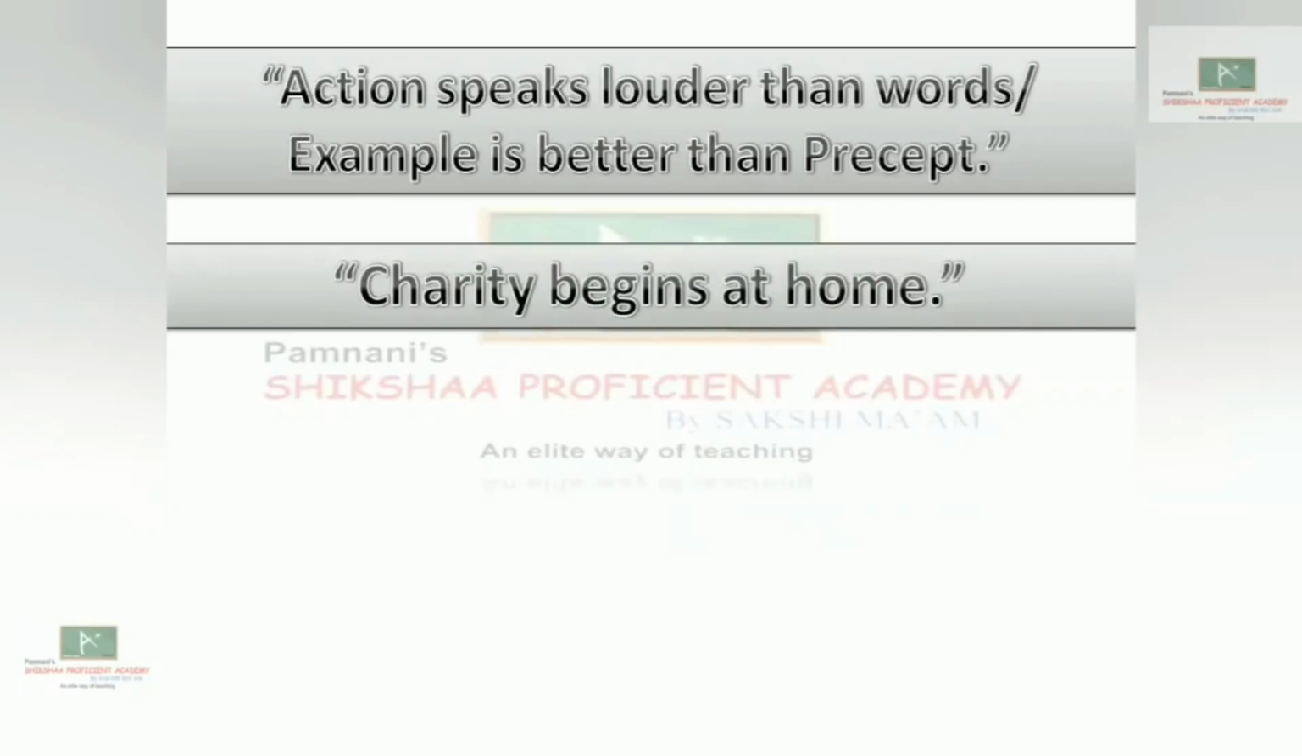Next, we have charity begins at home. People really don't know the meaning of this because they take it in a wrong way. It is a simple meaning. It means a person's first responsibility is for the needs of their own family and friends, near and dear ones.